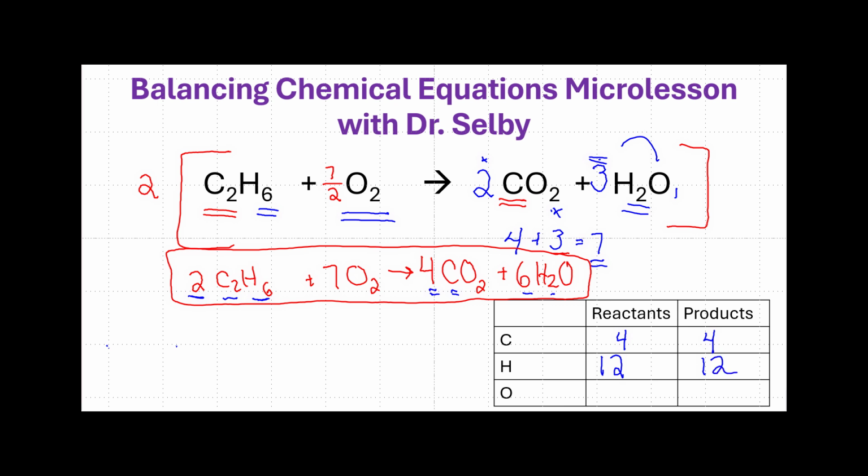And then last we have oxygen. We have 7 here times 2 is 14 in the reactants. And we have 6 times 1 is 6 there. And then we have this 4 times 2, so plus 8 equals 14 in the products. So this is indeed a balanced equation. Let's look at another example.